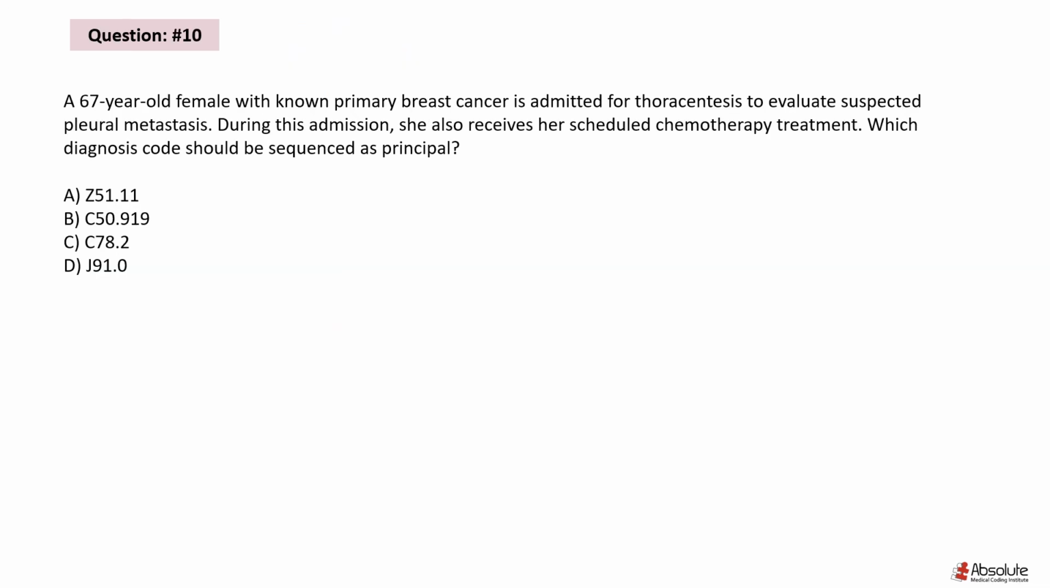Which diagnosis code should be sequenced as principal? A, Z51.11, B, C50.919, C, C78.2, D, J91.0. A 67-year-old female with known primary breast cancer is admitted for a thoracentesis to evaluate suspected pleural metastasis. During this admission, she also receives her scheduled chemotherapy treatment. You have 60 seconds to solve, and your time begins now.